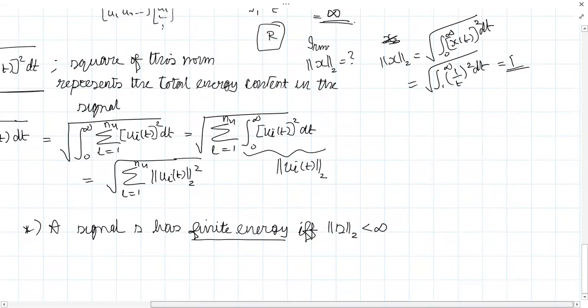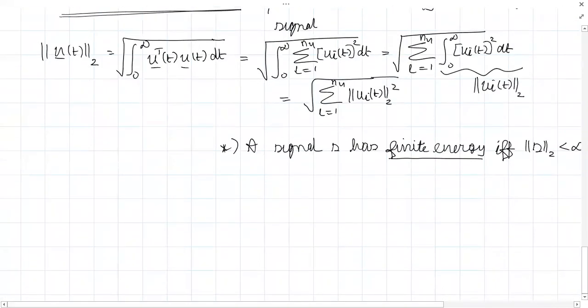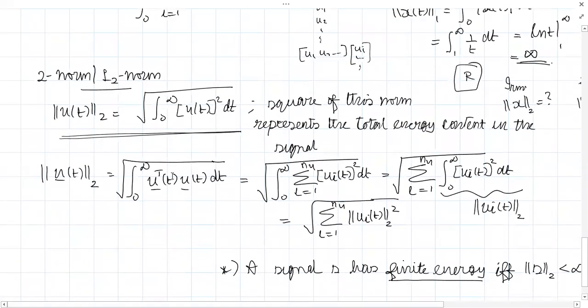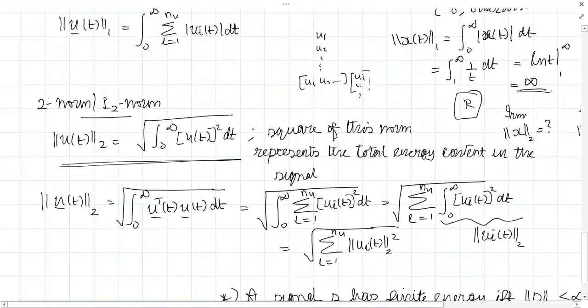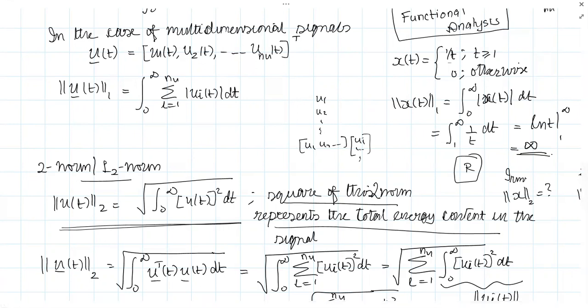Yes. Sir, the last thing. For the same signal, for the 1 norm, you said that the square of this 1 norm is the total energy of the signal. Not the square of the 1 norm, the square of the 2 norm. The square of this 2 norm represents the total energy content.